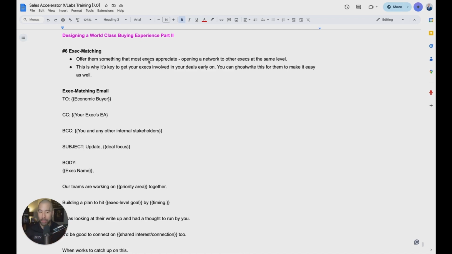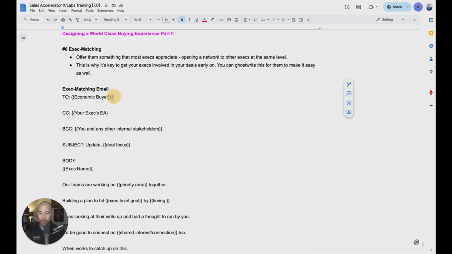That's pretty powerful. Now, here's a really simple strategy, which is a ghost-written email. You can write an email for your internal exec that they can then send directly to that economic buyer. All right, here's a very, very simple example.